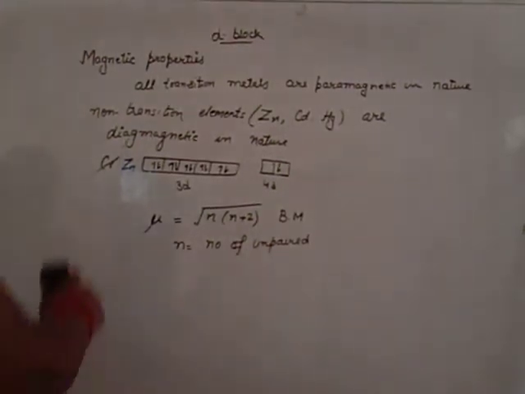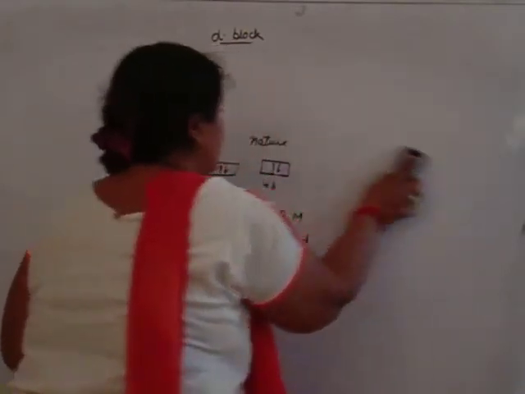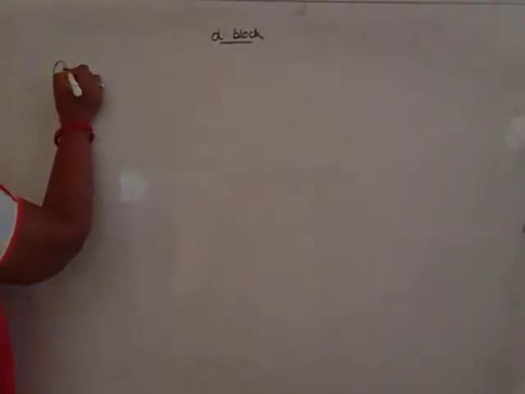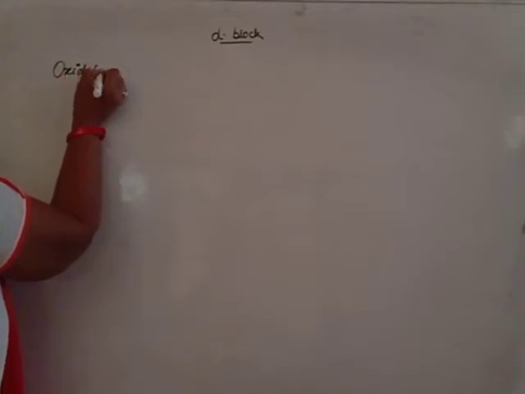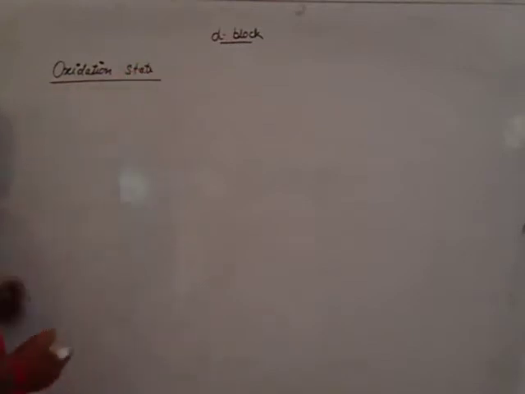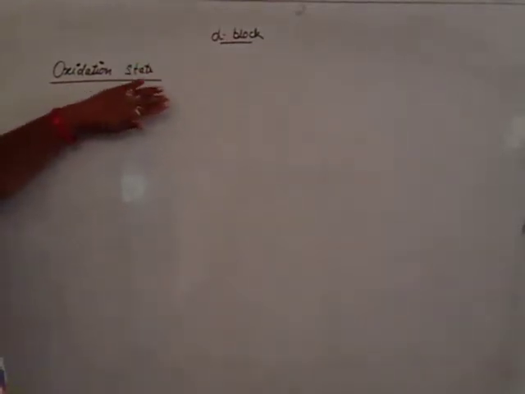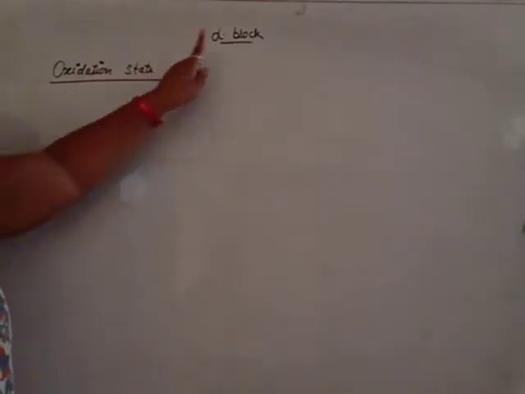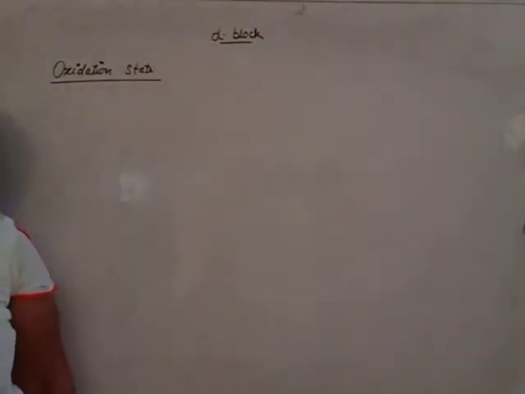Now, the next property of d block elements, that is the oxidation state. It is most important. This oxidation state can be explained by using that all d block elements have variable oxidation states. That means more than one state.